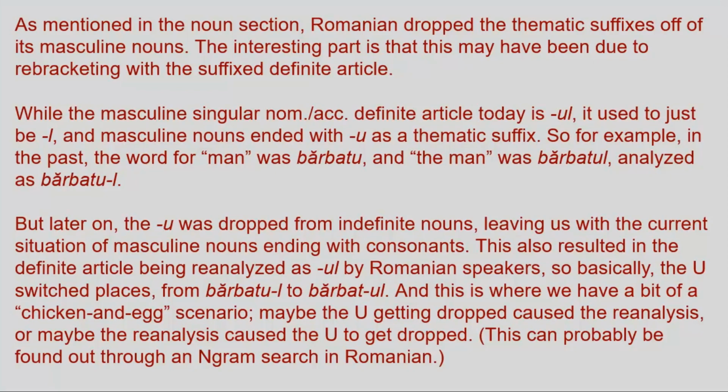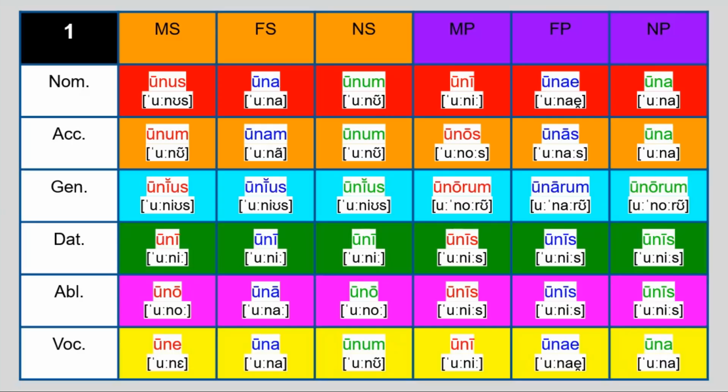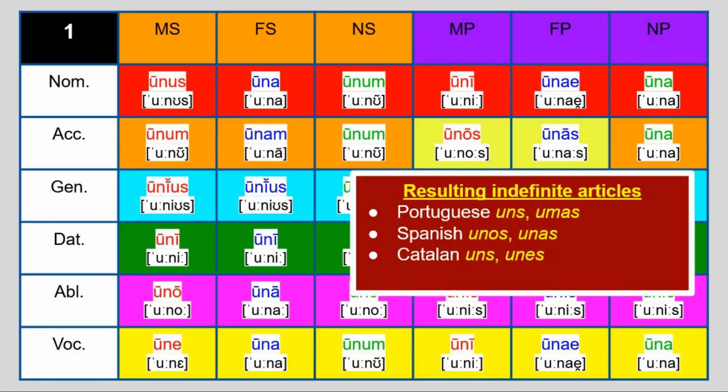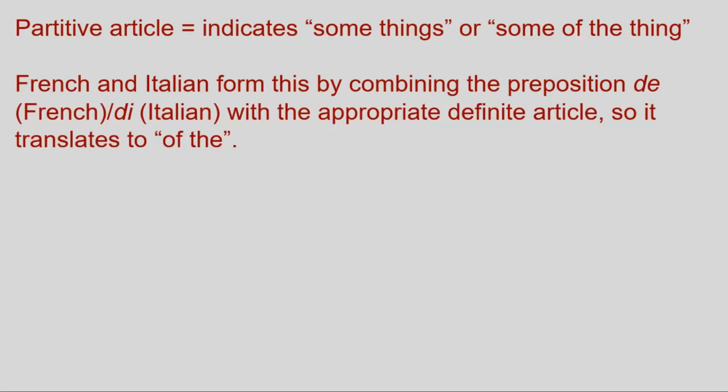So enough about the definite articles. Where'd the indefinite articles come from? You probably saw this coming. It's the word for one, unus. More specifically, the accusative forms unum for masculine and unam for feminine. And then for the plural indefinite articles, Spanish, Portuguese, and Catalan actually have plural forms of this word from unos and unas. But French and Italian instead formed partitive articles, meaning some of the thing or things, by combining the preposition de in French and di in Italian with the appropriate definite article, roughly translating to of the.